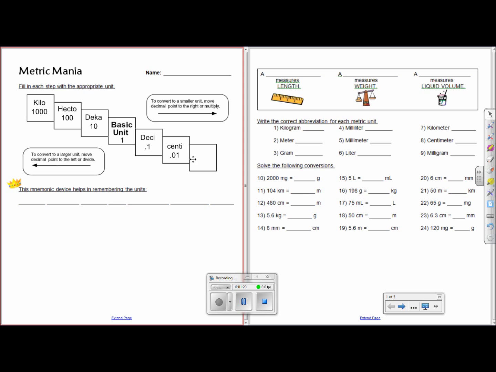And then we're going to go one more step where our kilo was 1,000. This is our thousandths place. And this is represented with the word milli for millimeter, milligram, milliliter. You can use a mnemonic device to help you keep them in order. It's called King Henry Died by Drinking Chocolate Milk. You can come up with your own mnemonic device if you wish. That's just the one that I know.